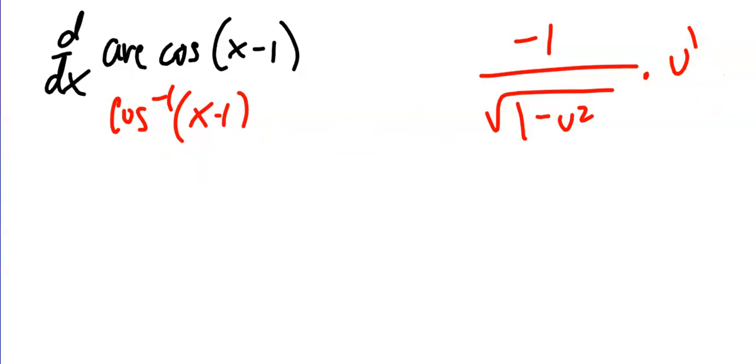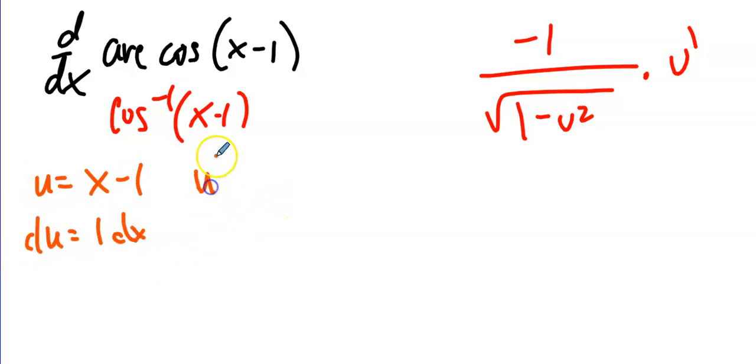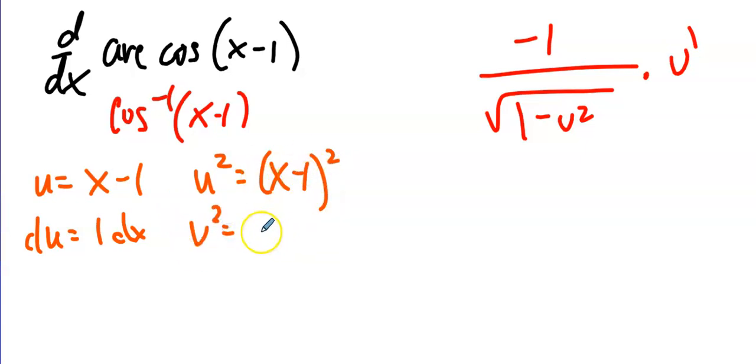Just like in the previous example, we're going to find out what u is. U is always our theta. Our du is just going to be equal to 1 dx. And then our u squared is going to be equal to x minus 1 squared. And usually for BC calculus, they want you to expand this. So this is x squared, minus 2x, plus 1. And now we have everything that we need just to plug in.